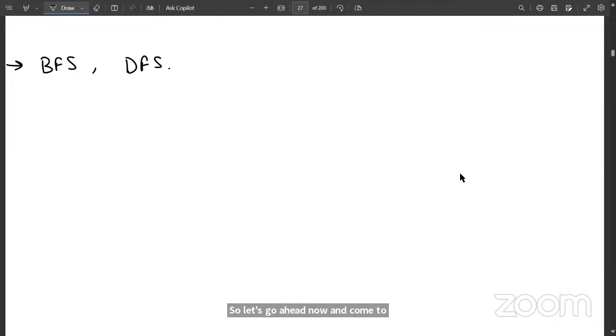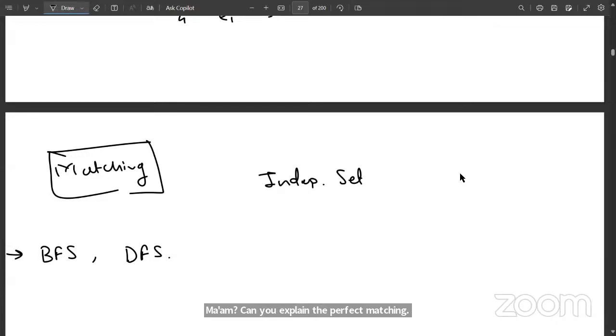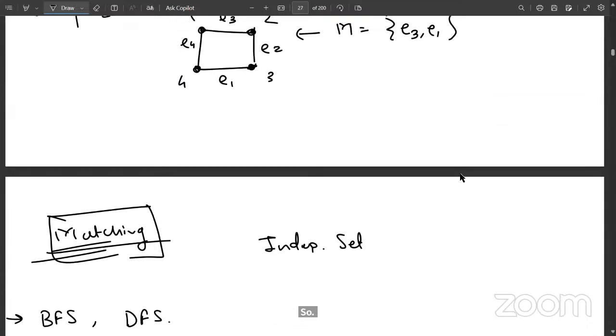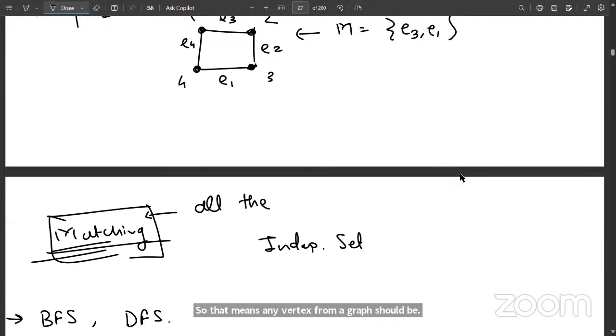Ma'am, can you explain the perfect matching? Okay, so perfect matching is nothing but a matching which can cover the whole graph. It needs to be a matching which covers all the vertices. So if the graph has an odd number of vertices, can there be a perfect matching? In the odd number of vertices, suppose we have 7 vertices, in that case, we can't have a perfect matching.